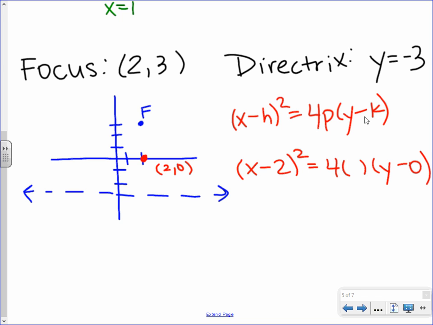Okay. That also can give us our p-value. Caroline, what does that make p? It makes it 3. So we have (x minus 2) squared equals 12y.